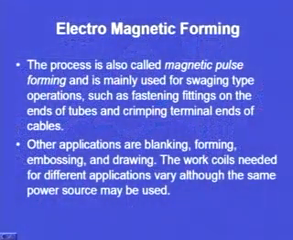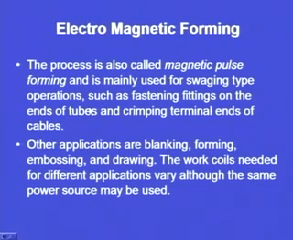Now, we come on to the second particular category of high energy rate forming processes. The second process is electromagnetic forming. So, we will just have an overview. What is this electromagnetic forming? The process is also called magnetic pulse forming and is mainly used for swaging type of operations.